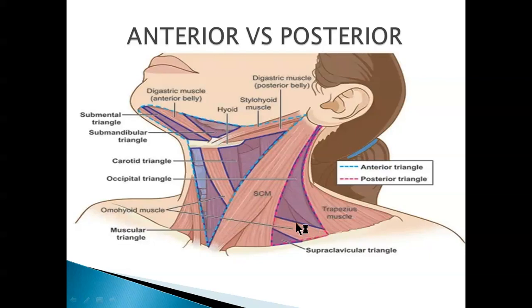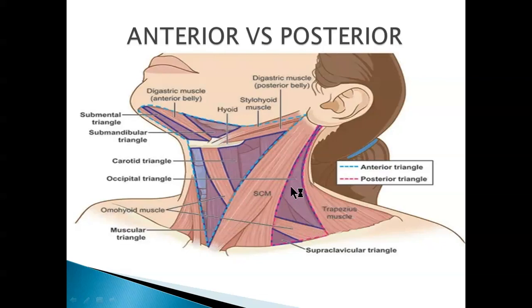Why omo? Because it goes towards the shoulder area, the scapular area. Omo comes from the Greek for shoulder, so its origin is from the shoulder area, the scapula, going towards the hyoid bone. It has an intermediate tendon behind. If we remove the sternocleidomastoid muscle, we can see these two bellies are connected by an intermediate tendon, just like the digastric muscle, which also has an intermediate tendon, which we will discuss.